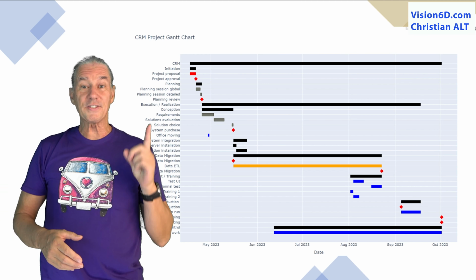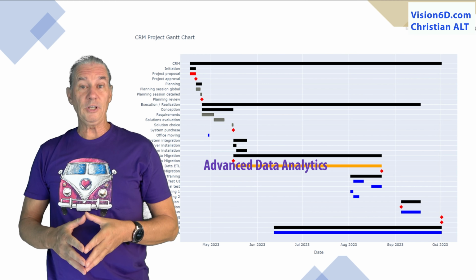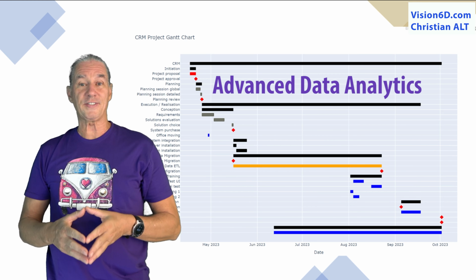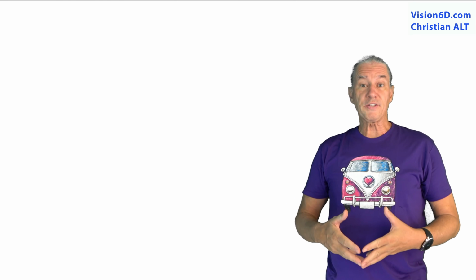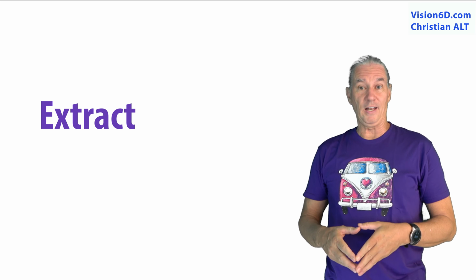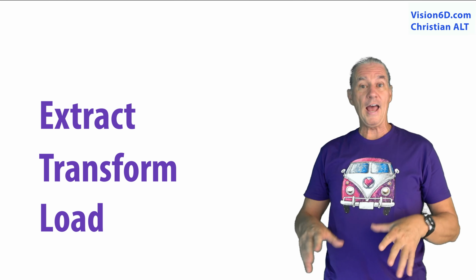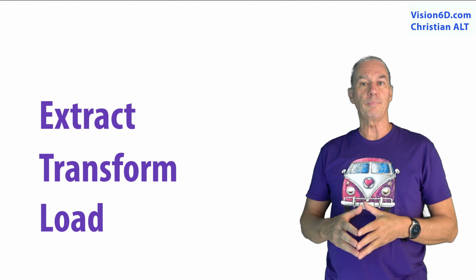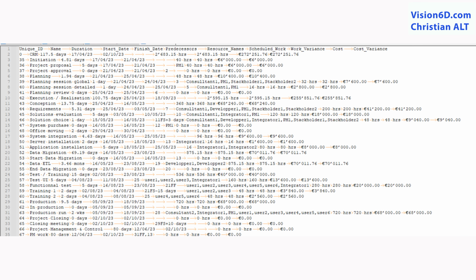To get this result with ChatGPT, I worked with Advanced Data Analytics. The process we are following is called ETL, extract, transform, and load, and this is well known by data analysts. The first line of the extracted file is the header of the different columns, in which we see the name of the task, duration, start date, finish date, resources, and I also have the work and costs.